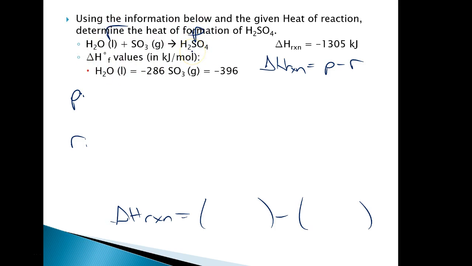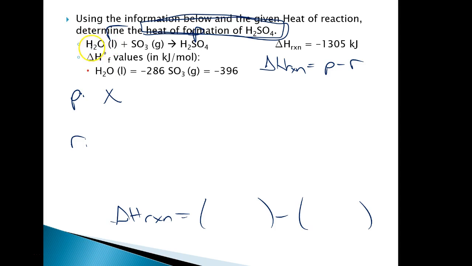So my product is H2SO4. I don't have a number for it. Now, is it an element? No. It's got more than one capital letter. That's what I'm trying to solve for in this problem, is that value. I don't know what it is, x. Okay? If it was an element, it would be 0, but it's not an element.